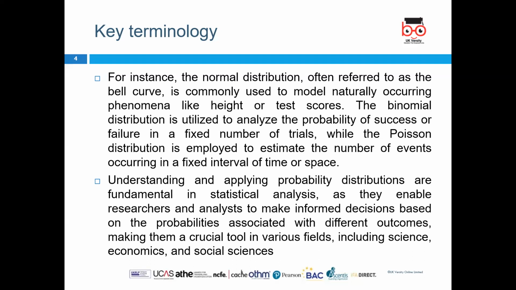The binomial distribution is used to analyze the probability of success or failure. It is generally yes or no; binomial means the outcome is either one of two outcomes in a scenario. Probability distributions are fundamental in statistical analysis, and it is important to note that they are used by researchers and analysts to make informed decisions based on the probability associated with each scenario, for example, the different outcomes it could be.